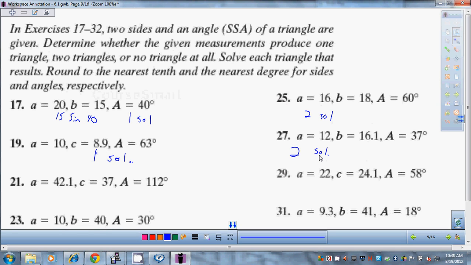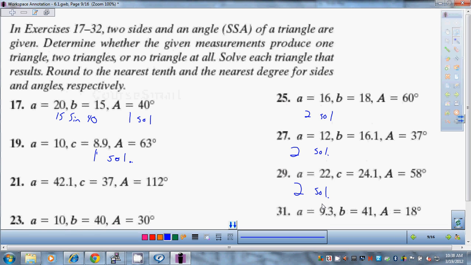So this one. 24.1 sine 58. What's that give us? 20.4. Is our side long enough? Is it the same as, less than, or greater than? So how many solutions? Two solutions.